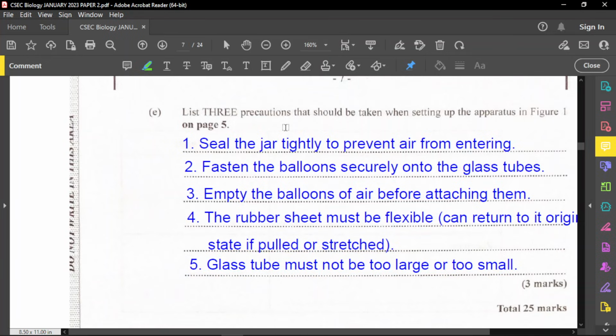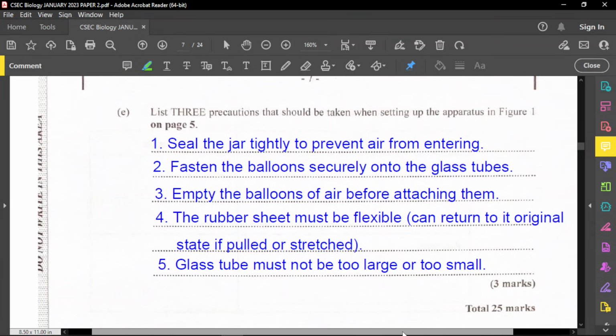And fourth point is that the rubber sheet must be flexible. And being flexible means that it's able to return to its original position or state if pulled or stretched.